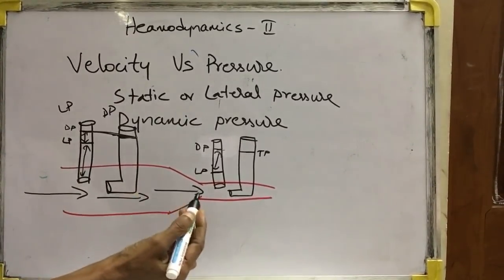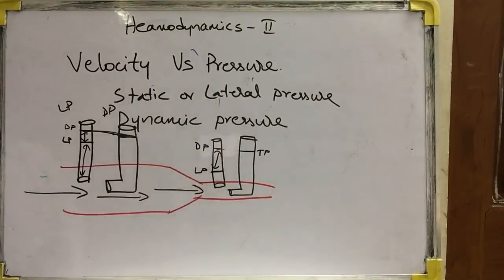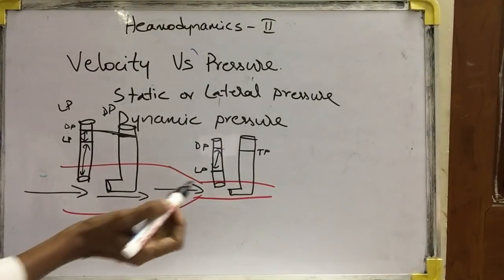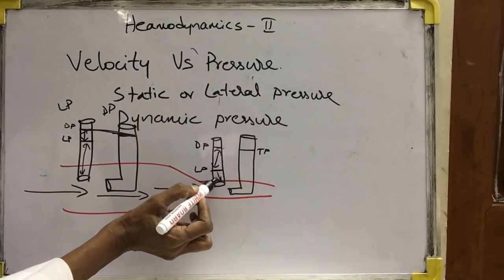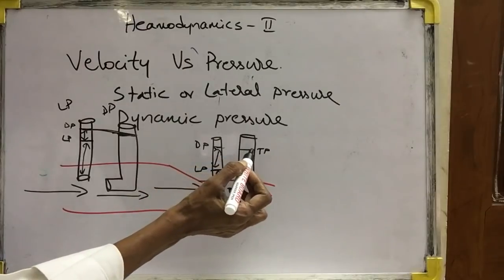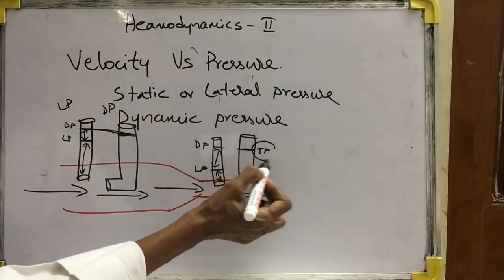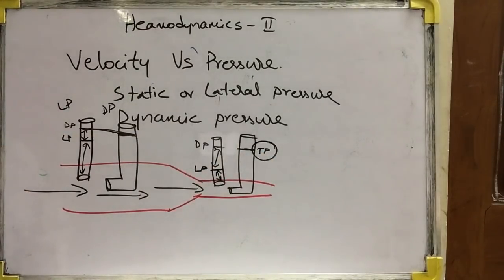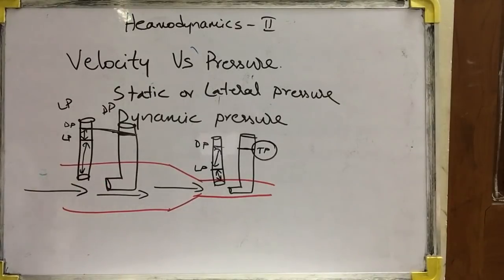So if the kinetic energy of the flow is increasing, that means the dynamic pressure will increase. Though the lateral pressure here is less, the dynamic pressure is more, and you will see that the total pressure will remain the same. According to Bernoulli's principle, the total pressure, that means the dynamic pressure plus the lateral pressure, will always remain constant in a closed system.